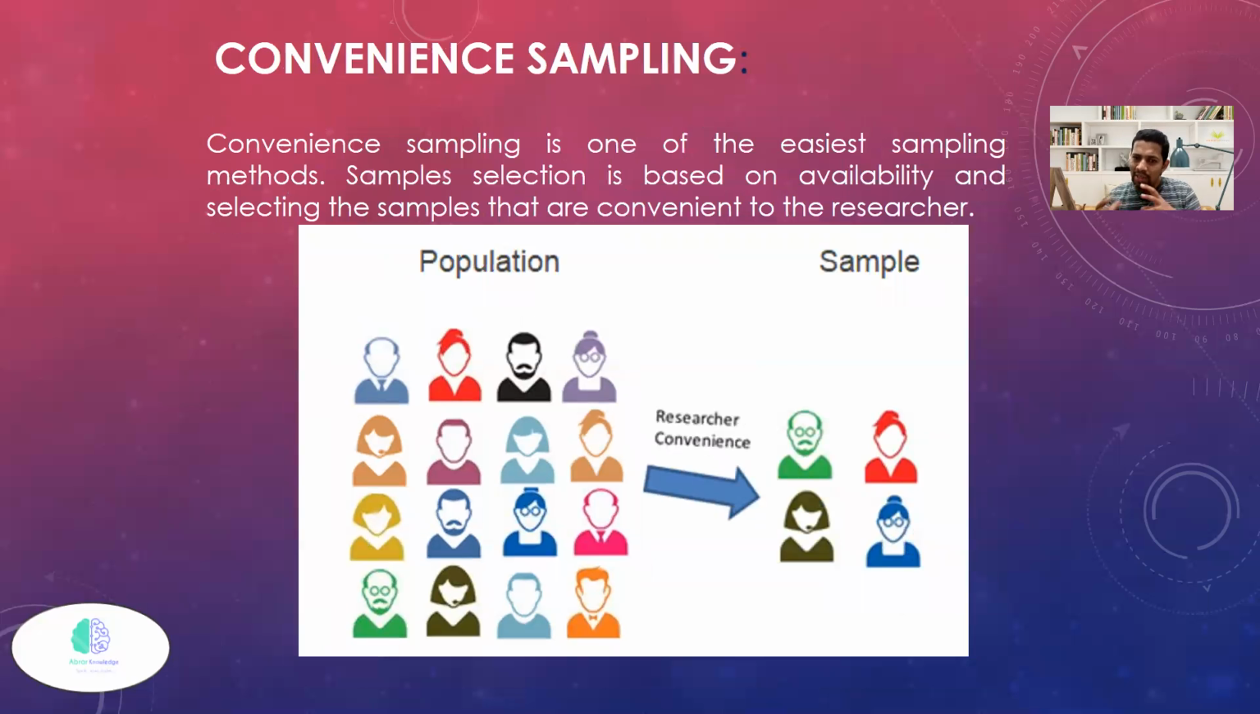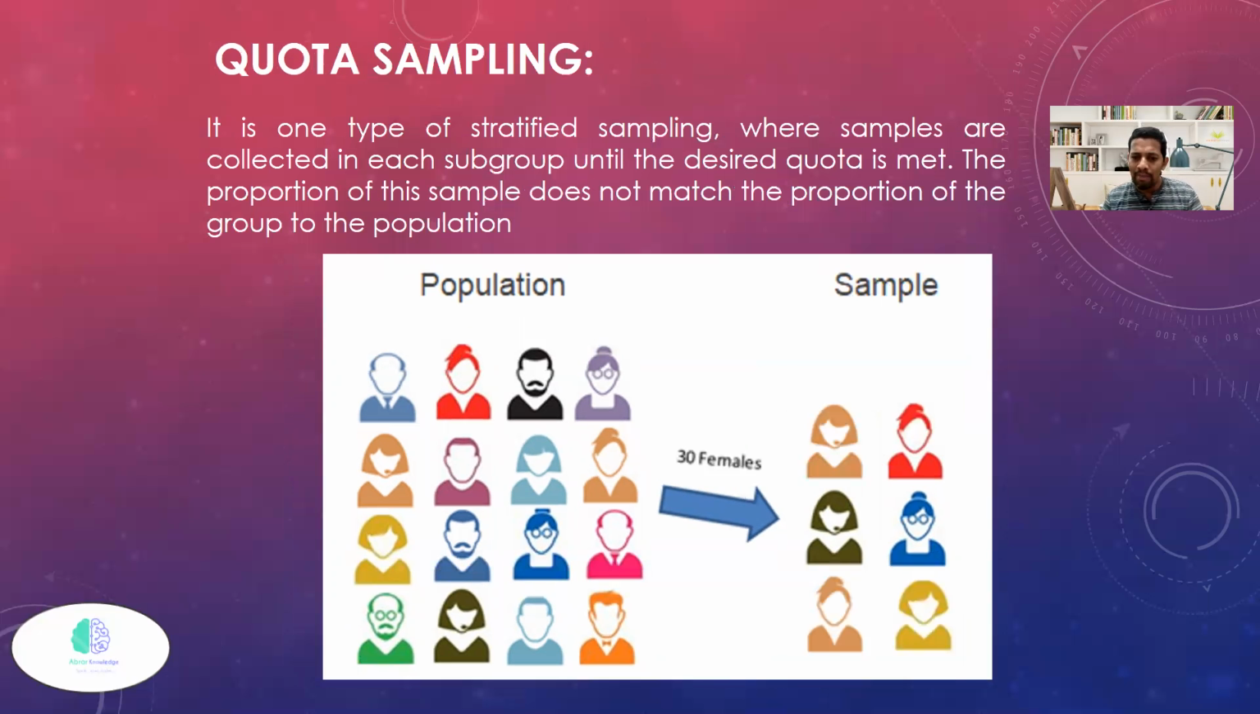Another one is called convenience sampling, one of the easiest sampling methods. Samples are selected based on availability. Quota sampling: one specific attribute is selected. For example, it is one type of stratified sampling. You have different attributes, you take only one type, and then you study it, right? In quota sampling, samples are collected in each subgroup until the desired quota is met, and the proportion of the sample doesn't match the proportion of the group in the population.